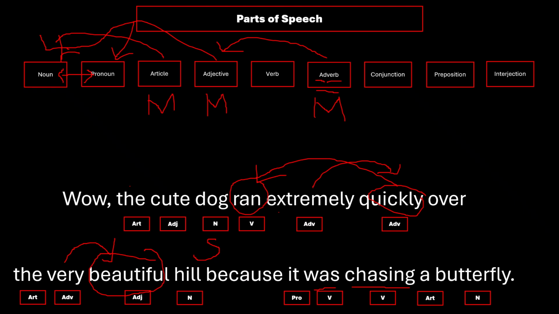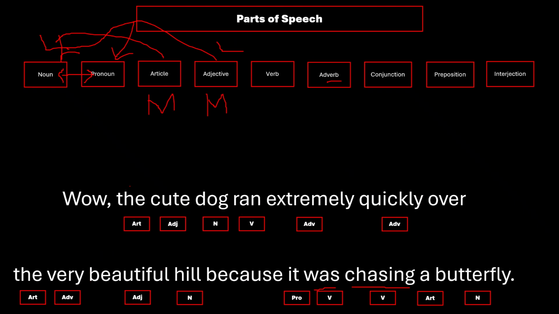Again, article and adjective are modifiers, specifically of a noun. An adverb is a modifier of a verb, an adjective, and another adverb. Let's proceed to the most confused terms, the conjunction and the preposition in here.